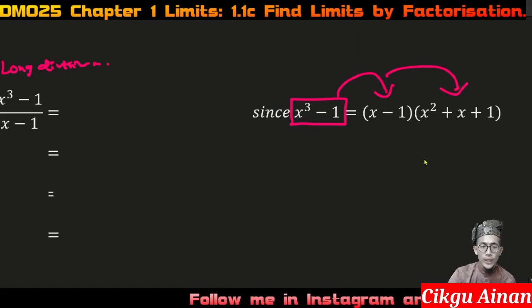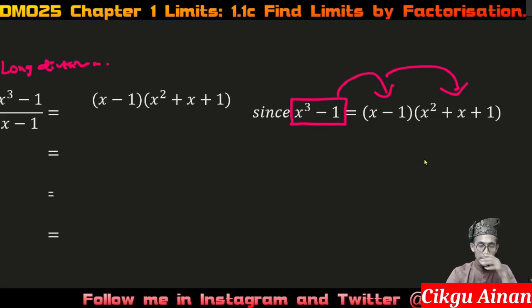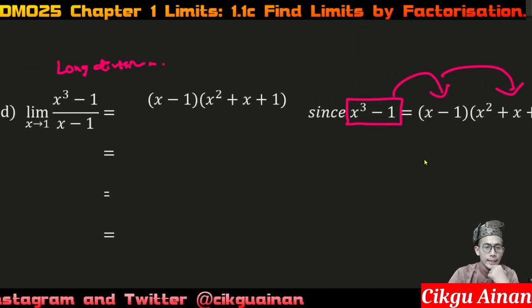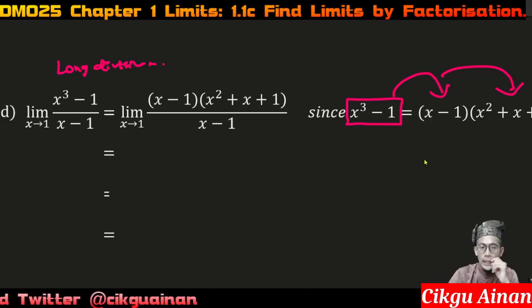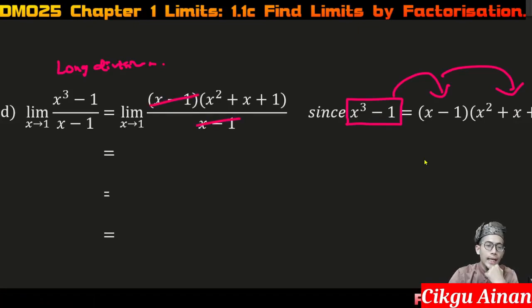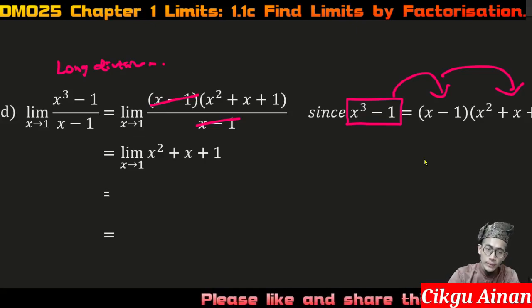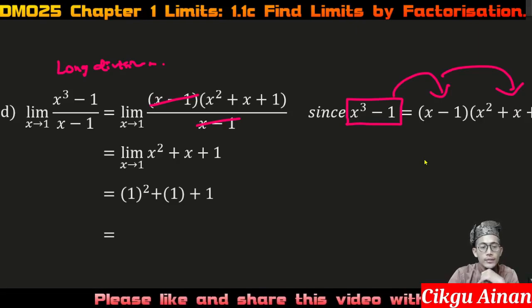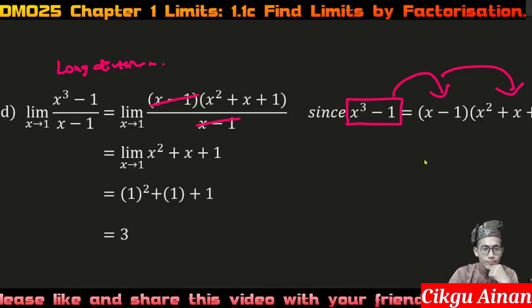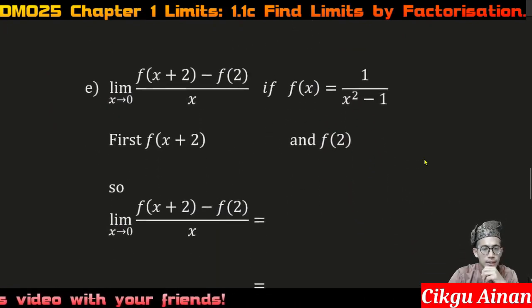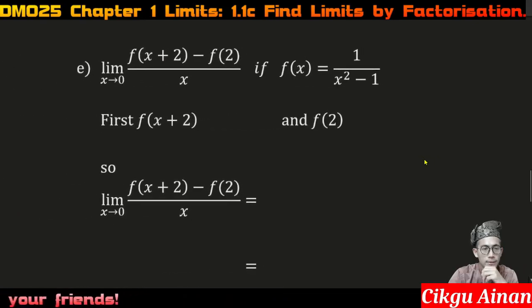Okay, so what we can do, we write them like that in the numerator, because x cubed minus 1 is in the numerator. And then we take the limit. From here, we can see what we can cancel, which is x minus 1 and x minus 1 over here. And then the next step is just apply the limit of x squared plus x plus 1. Direct substitute and we get the value of 3.